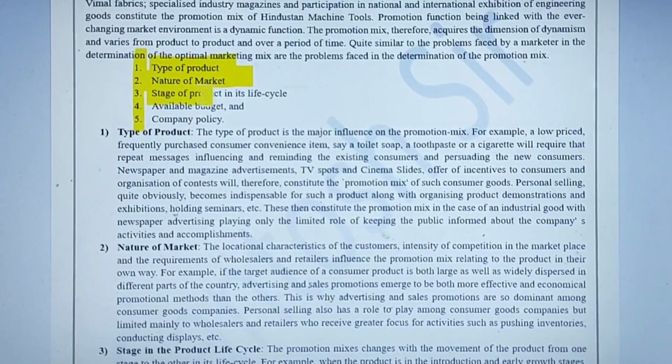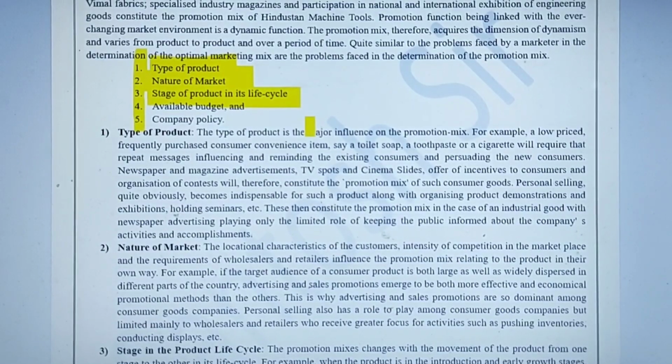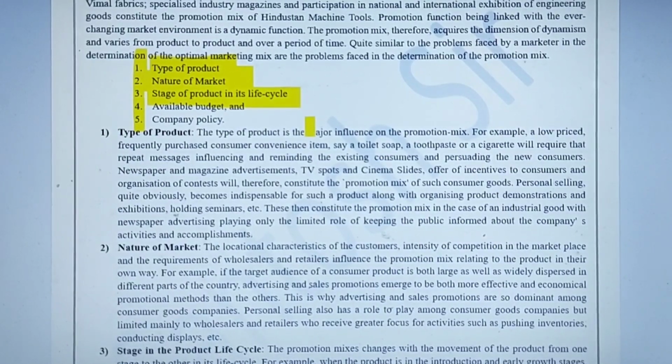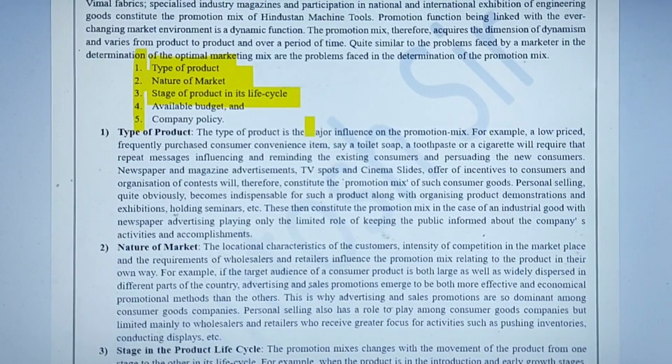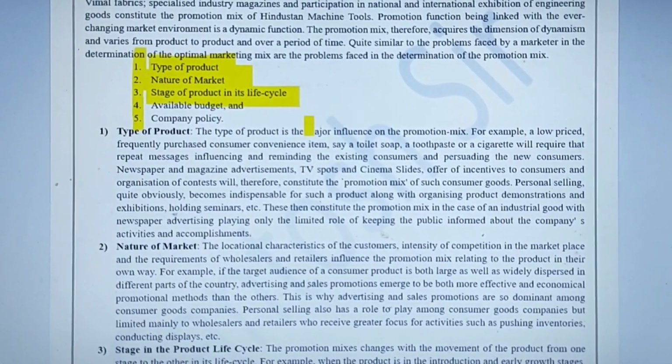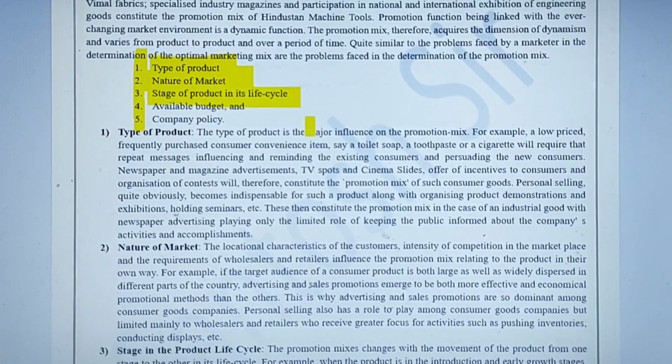Third one is stage of product in its cycle. So basically a product passes through 4 stages. So out of these 4 stages, in which stage the product is now, whether in the introductory stage or in the growth stage or in the maturity stage or in the declining stage. So accordingly, the type of advertisement or promotion mix is fixed.